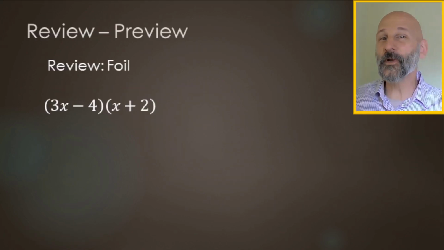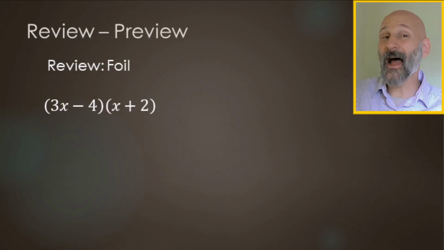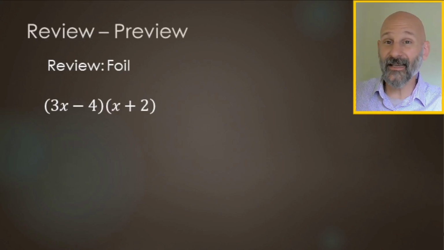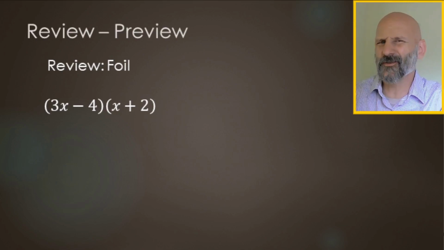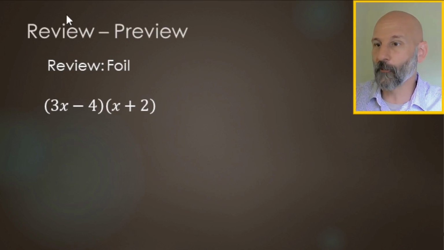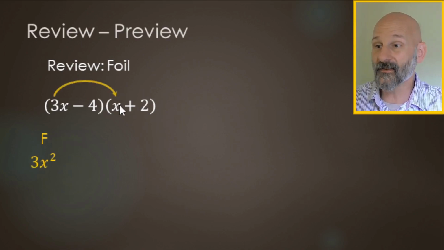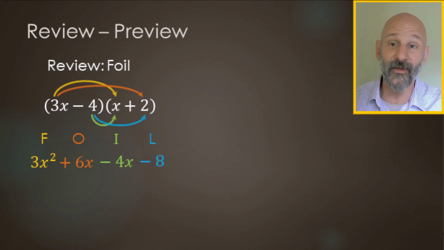So now we're going to review foiling or multiplying binomials, because factoring is foiling but backwards. So sometimes I'll actually refer to it as unfoiling, okay? So for FOIL or multiplying binomials, we've got to multiply the 3x to both of these and multiply the -4 to both of these here. So here we go. For the firsts, 3x times x, 3x squared. 3x times 2, 6x. -4 times x for the inners, -4x. And -4 times 2 makes a -8.